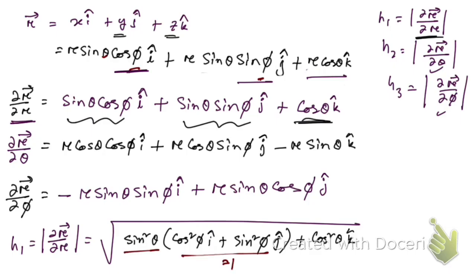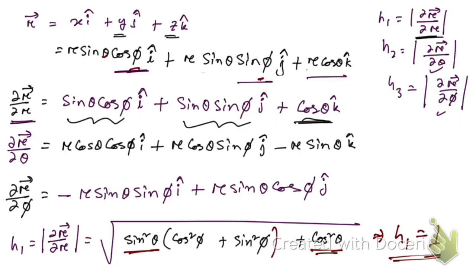Then again we're going to get sine square theta plus cos square theta, right? Here we don't need to write the k cap, j cap, i cap, because we are calculating the mod, the magnitude only. So now if this becomes equal to 1, then we're left with sine square theta plus cos square theta, which is again 1. So that's why the value of h1 is equal to 1. So we have got h1.